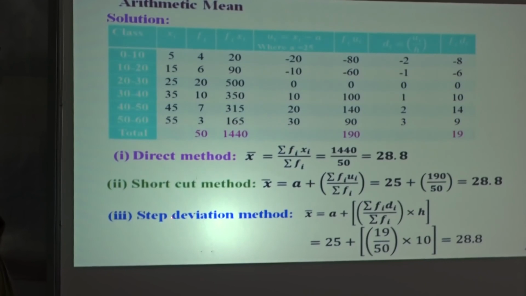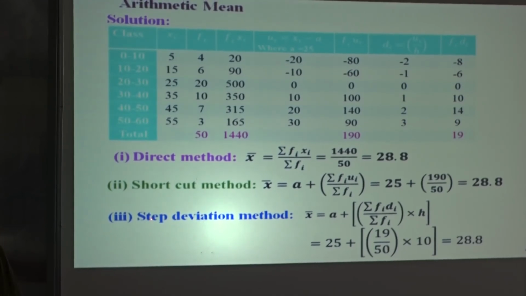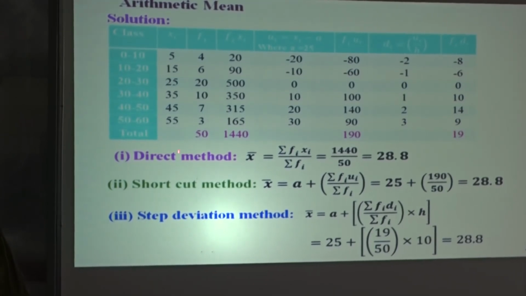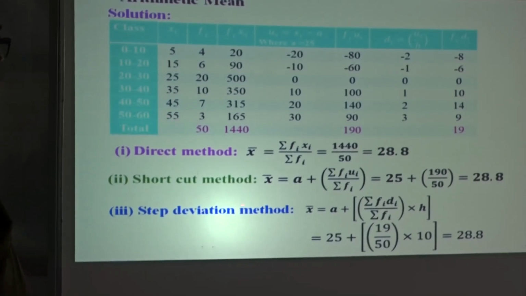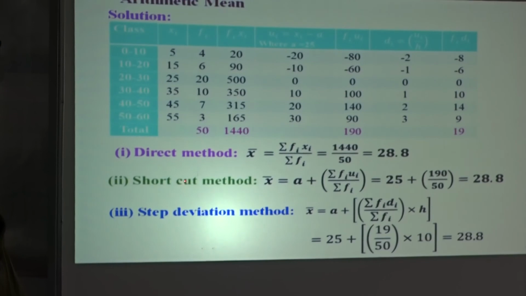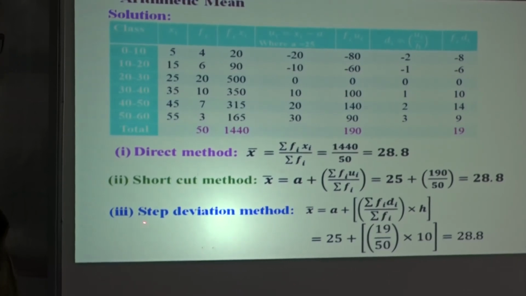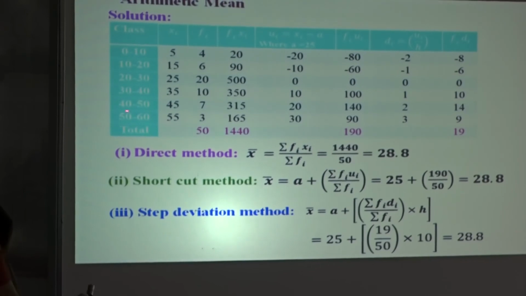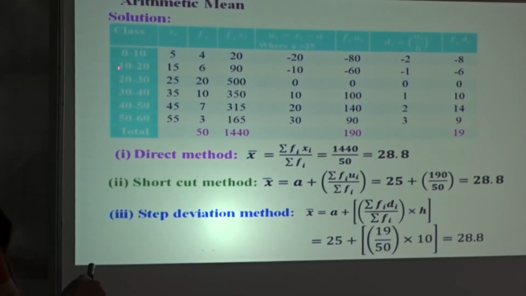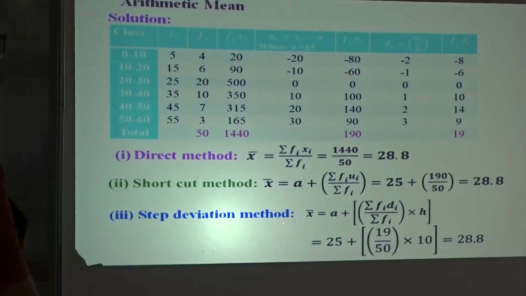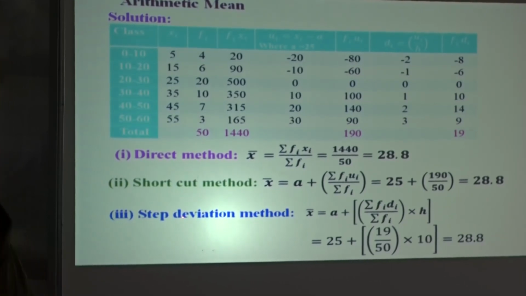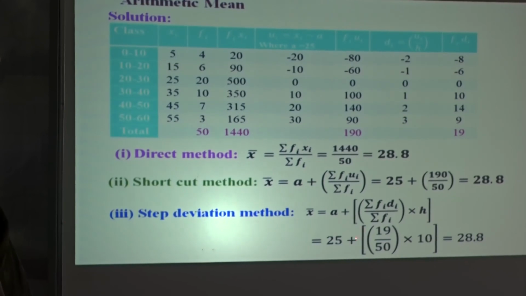Now based on this, we are going to recommend that whenever you have huge values for Xi in the given data, it is better to go for the step deviation method instead of these two. But the disadvantage is that the data must be in the form we are expecting: the classes must have equal class intervals. Otherwise, you can't go for the step deviation method. Otherwise, you don't get the correct answer.